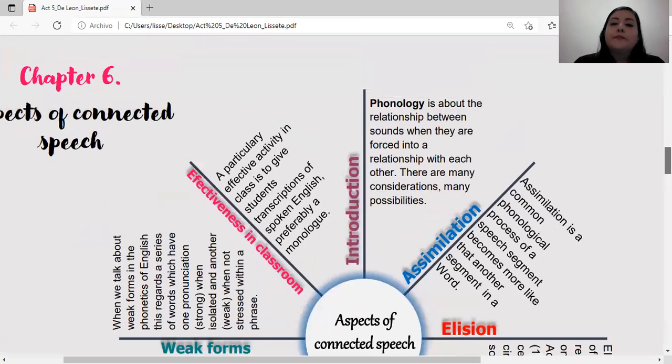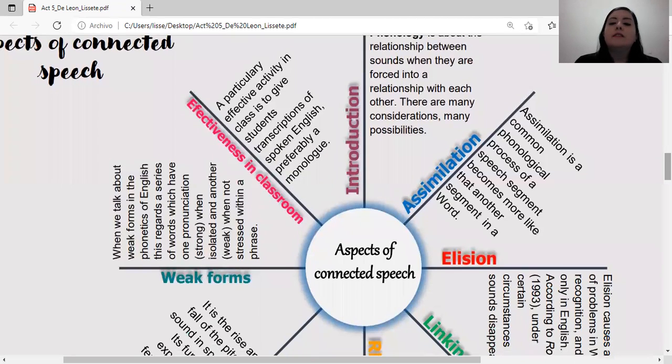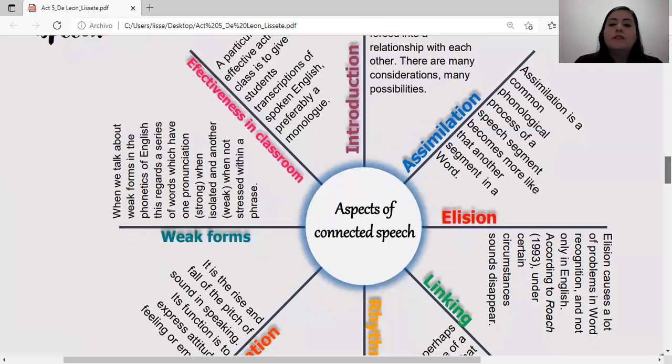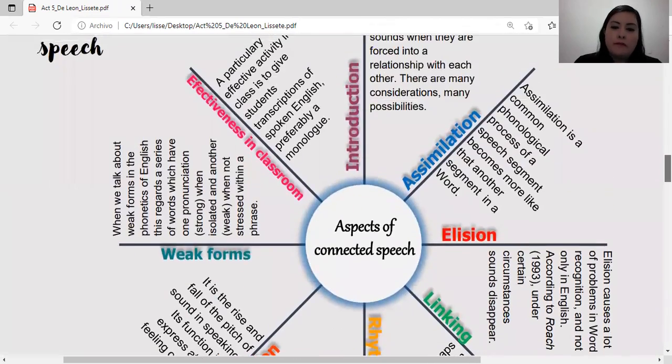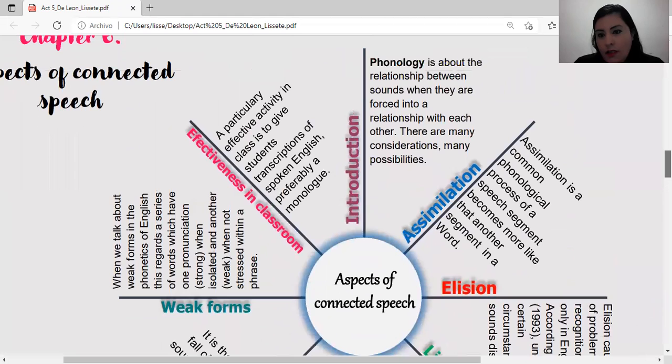Phonology is about the relationship between sounds when they are forced into a relationship with each other. There are many considerations, many possibilities. So the aspects of connected speech that I said in the introduction are assimilation, elision, linking, rhythm, intonation, and weak forms. Assimilation is a common phonological process in which a speech segment becomes more like another segment in a word.